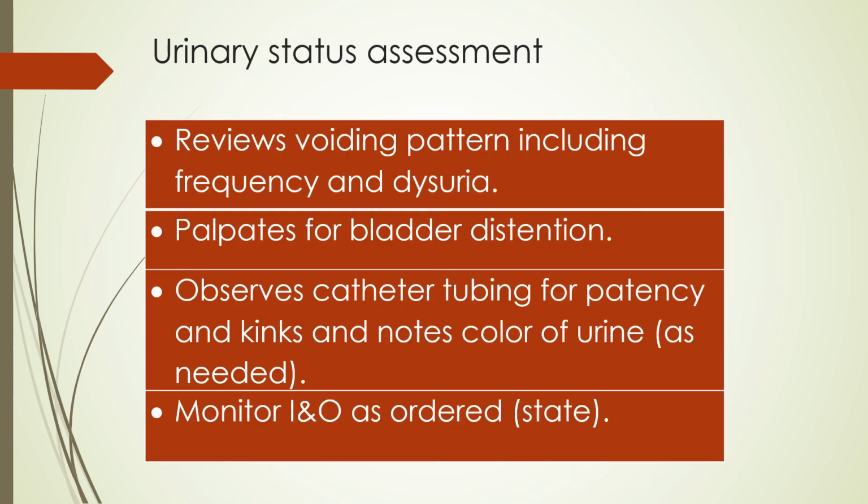Urinating status. Make sure that we palpate the bladder for distension. If they have a Foley catheter, you're going to observe that catheter for patency. Make sure their urine color in the Foley catheter is a yellow color or a straw color. There's no blood in the urine. We need to monitor the intake and output as ordered, as per the physician's order. Make sure you understand the patient's voiding pattern. Are they incontinent?